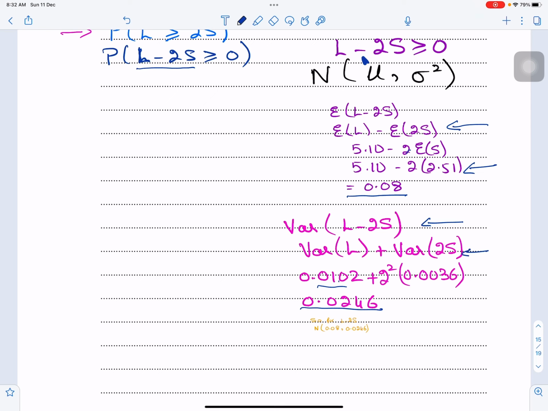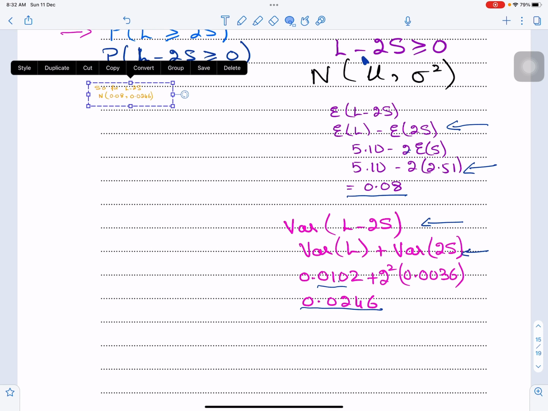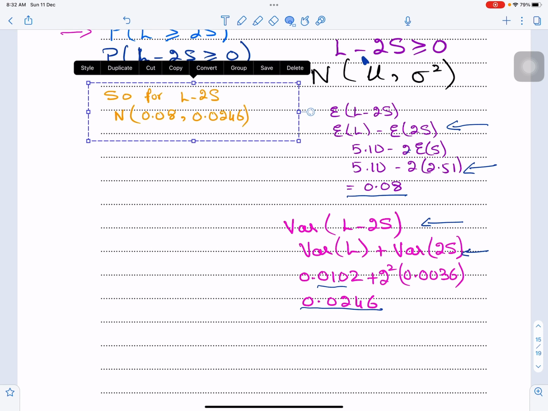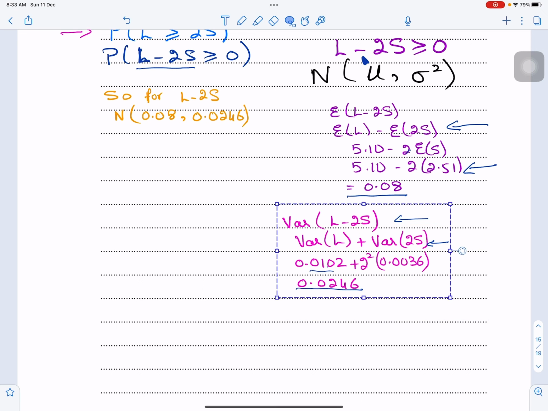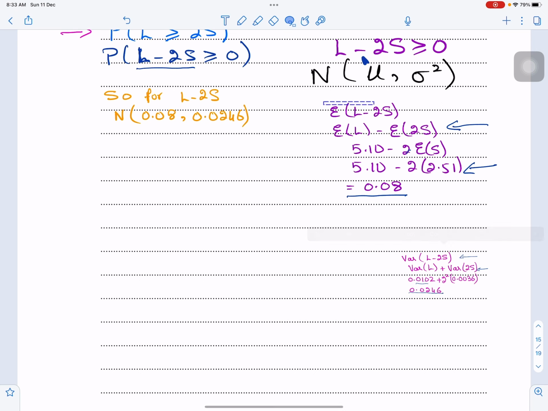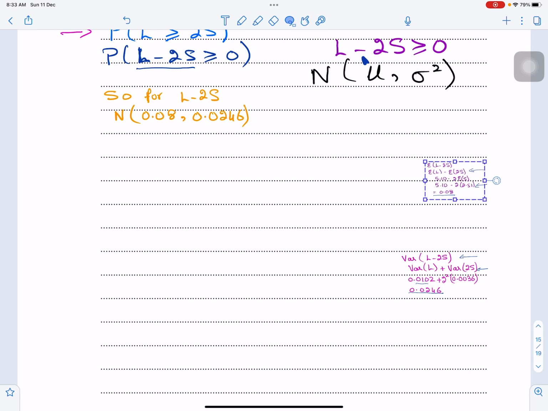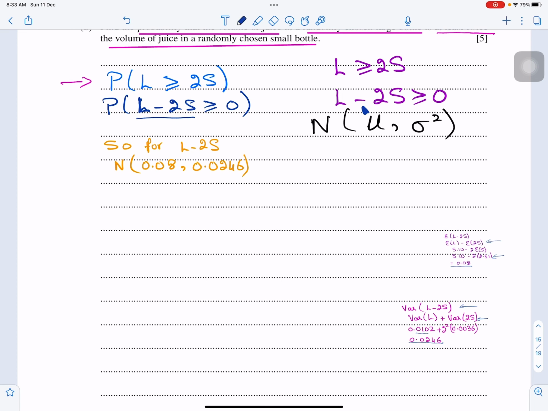So finally my distribution will become, which I will write here, this is my distribution. Now let me reduce the size of this because we don't need it anymore, it will occupy the space otherwise. So now I will use this mean and this variance to calculate the probability.